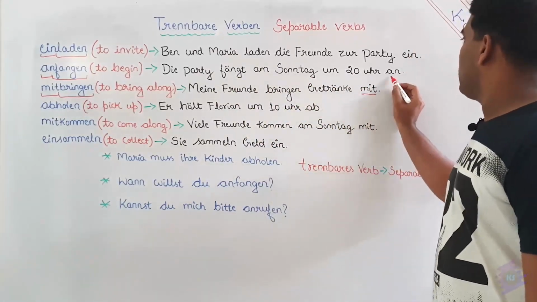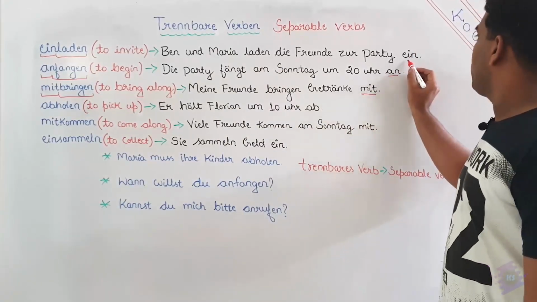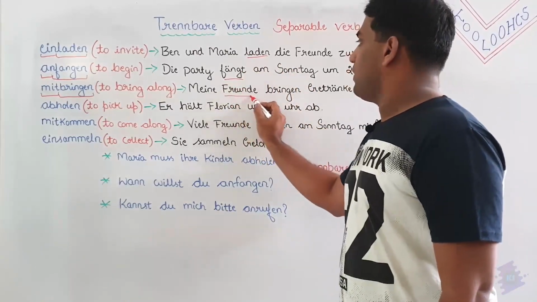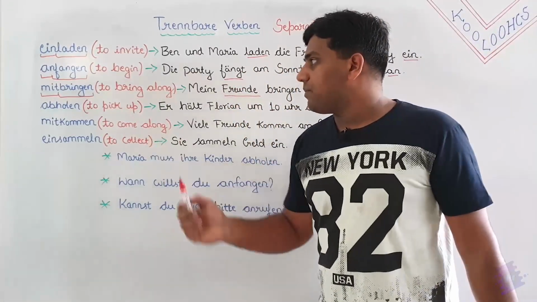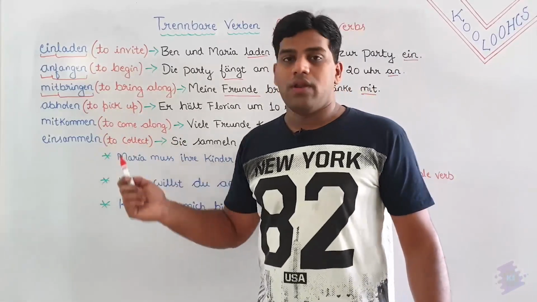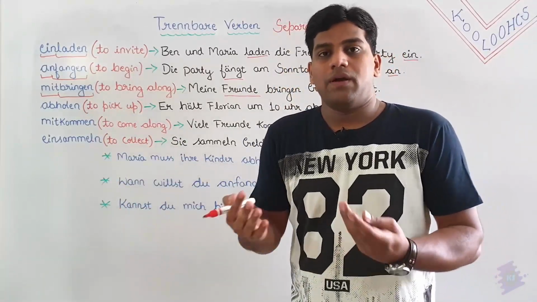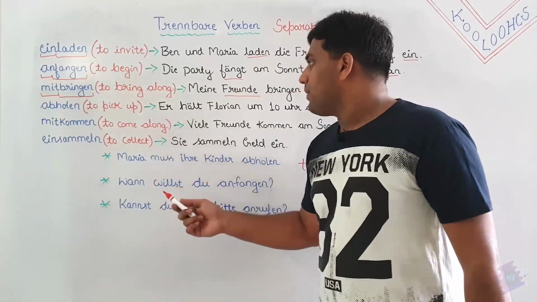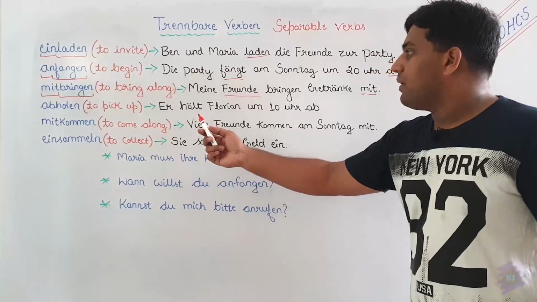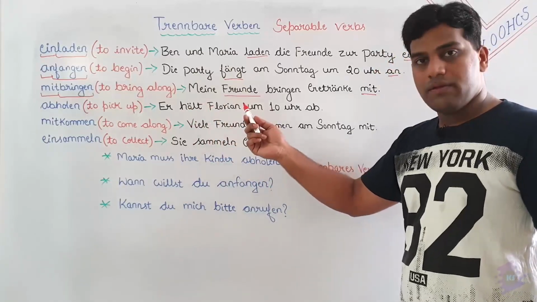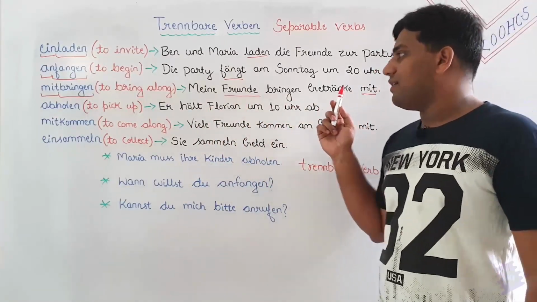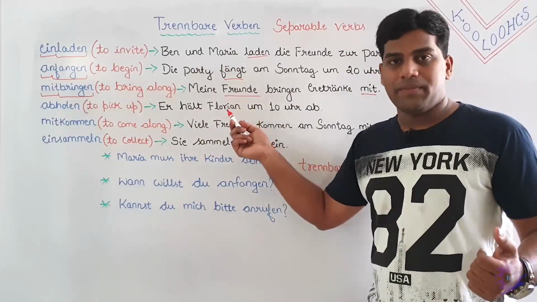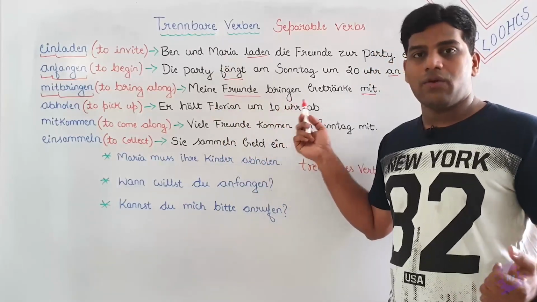So here is a separable verb with its separable prefix, and here also another prefix. The verb that you conjugate is in the second position. The next separable verb is abholen. Abholen is to pick up, to pick something or someone up. Here is the example: Er holt Florian um 10 Uhr ab. That means he picks up Florian, Florian is a name, at 10 o'clock.